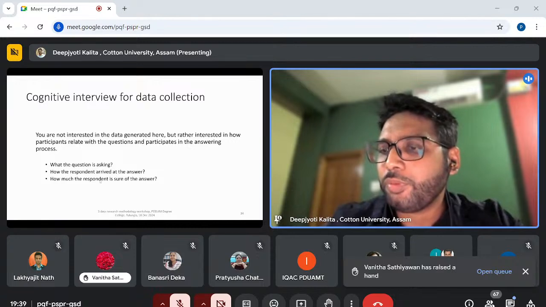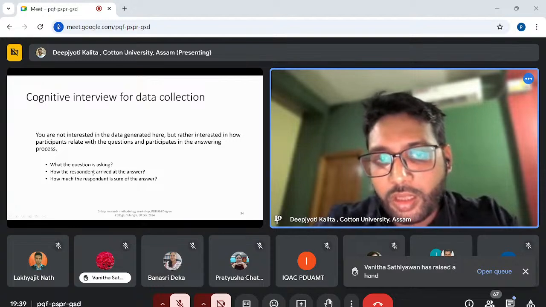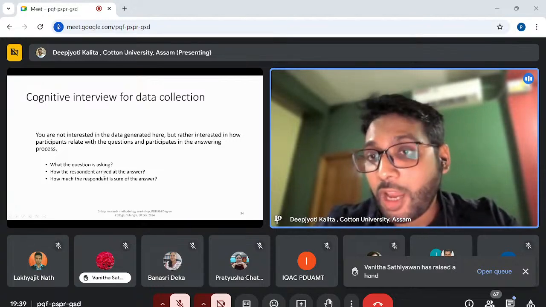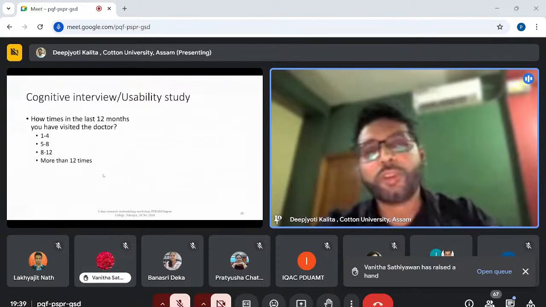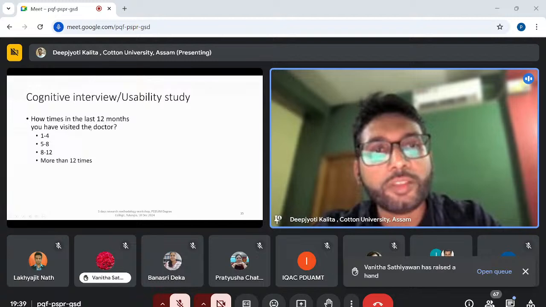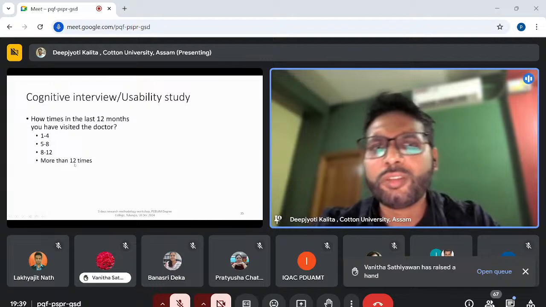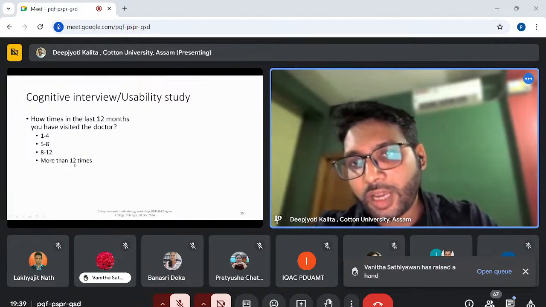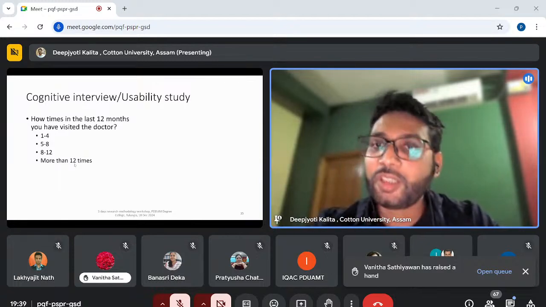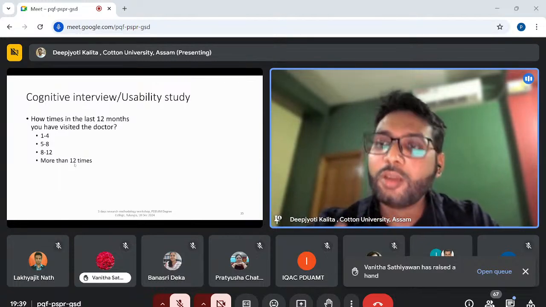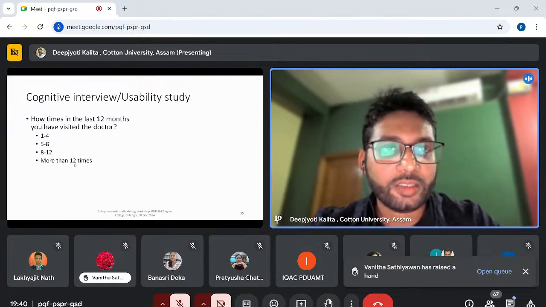These three things are very essential in this cognitive interview process. You will give the question to 10 people and will ask for each question what the question is asking about, how he arrived at the answer, and how sure he is of the answer that he is giving. So let's see an example. For example, I ask you how many times in the last 12 months you have visited the doctor. These are the four options: 1 to 4, 5 to 8, 8 to 12, and more than 12 times. But here, if you are asking me how many times I have visited the doctor, you are not clear whether I visited the doctor for my own illness, for my friend's illness, for my mother's illness, or for someone else's illness.